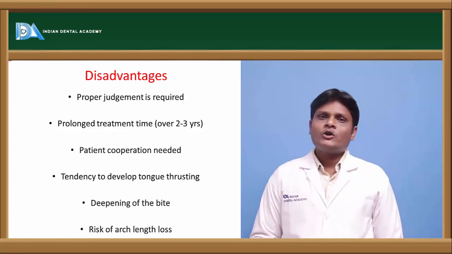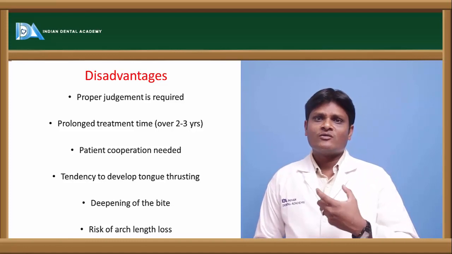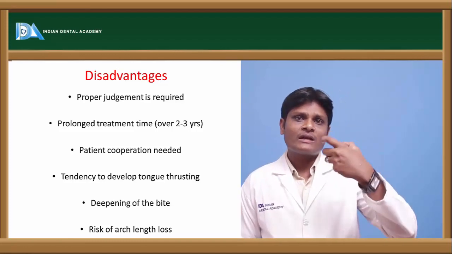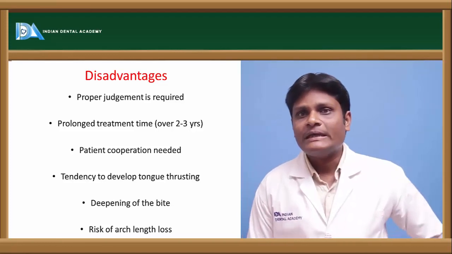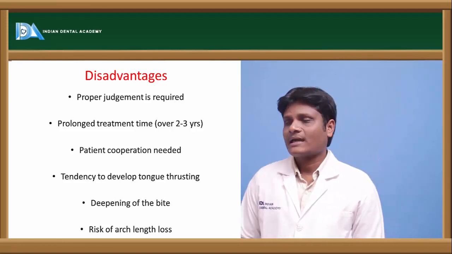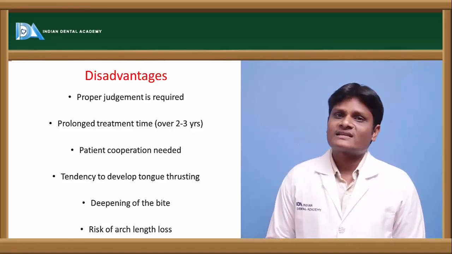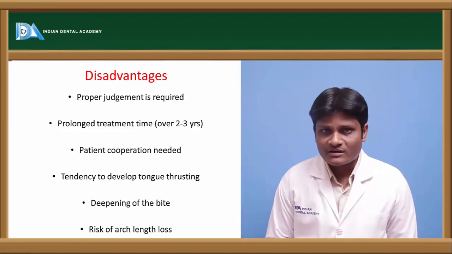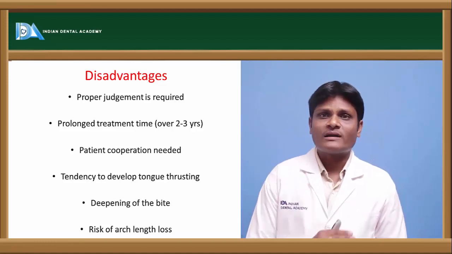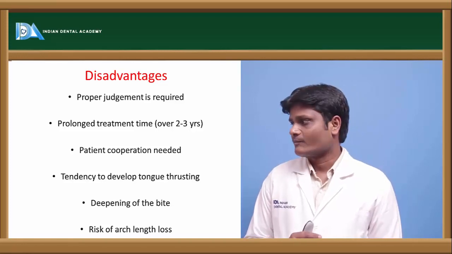Now, as I told you, we are going to extract a few teeth in the serial extraction procedure. There will be a gap left between the upper and lower arches, and the tongue might go and sit in that gap, leading to development of a tongue thrusting habit. Okay, and sometimes the serial extraction procedure might lead to deepening of the bite, particularly when we go for extraction of deciduous first molar as a process of serial extraction.